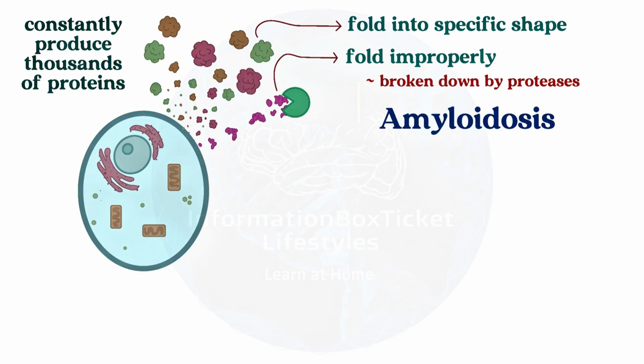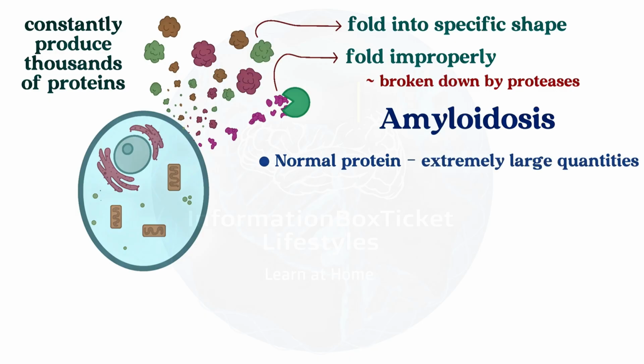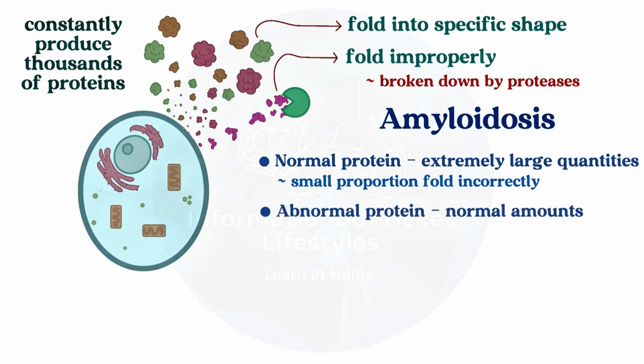In amyloidosis, protein folding can malfunction in several different ways. One possibility is that normal proteins are made in extremely large quantities, and even a small proportion of them fold incorrectly. Another possibility is that abnormal proteins with faulty amino acid sequences are produced in normal amounts, but they misfold. In either situation, these misfolded proteins, known as amyloids, begin to accumulate.